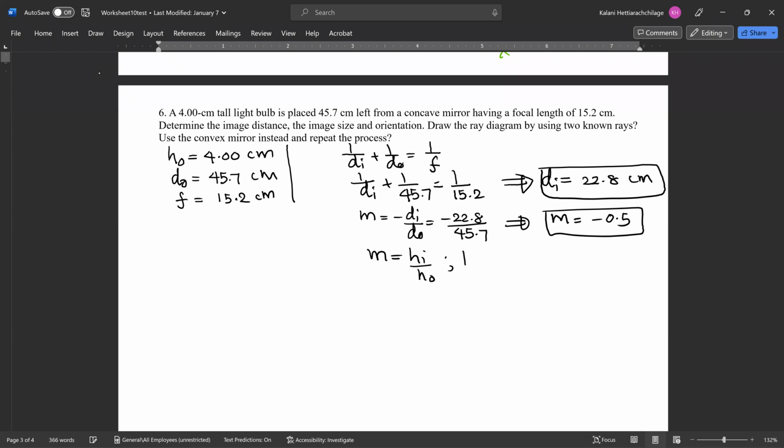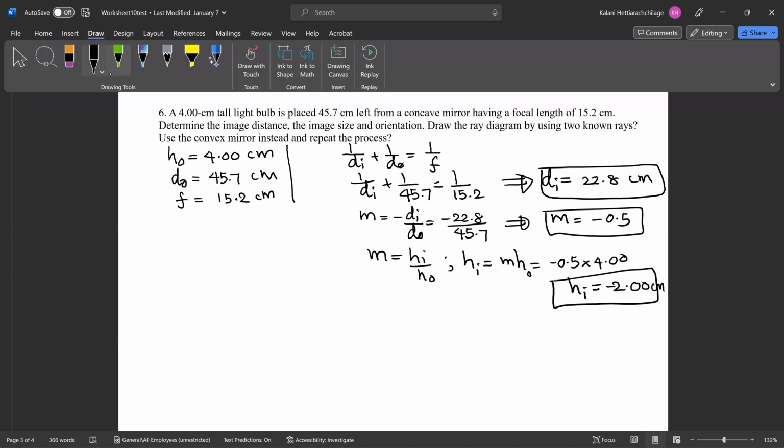For the image size, I can write it because magnification also equals hi over h naught. Then I can calculate hi from this. That will be m times h naught. So that will be negative 0.5 times 4. So that will give me the hi value as negative 2. Okay, that has a negative value, right? So that will be centimeters again. Okay, so now I have all the information for that. Now it's asking me to draw the ray diagram.